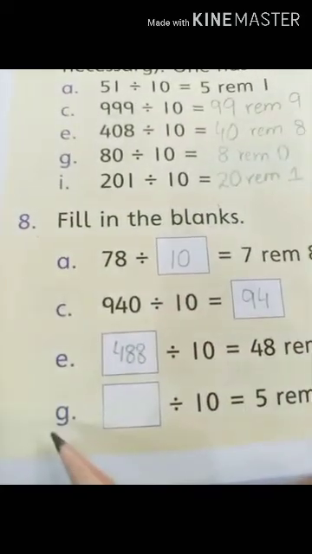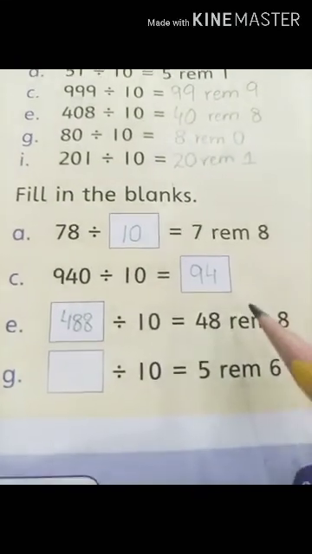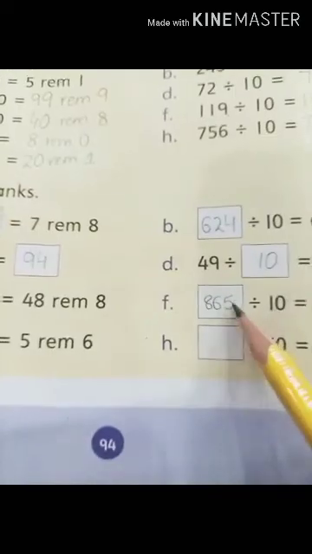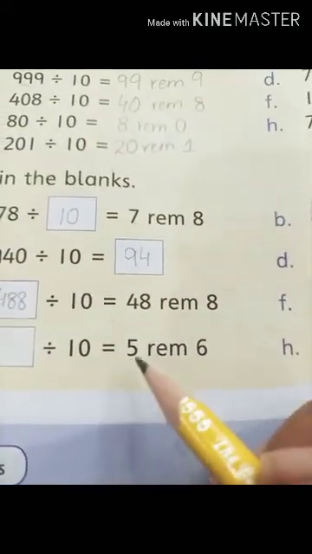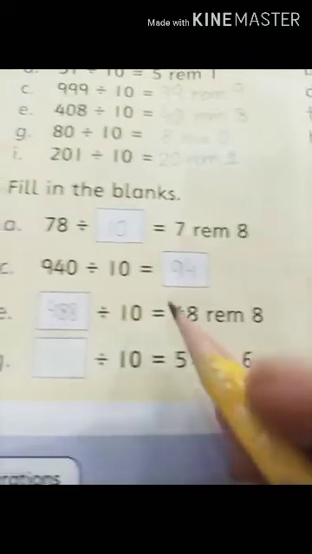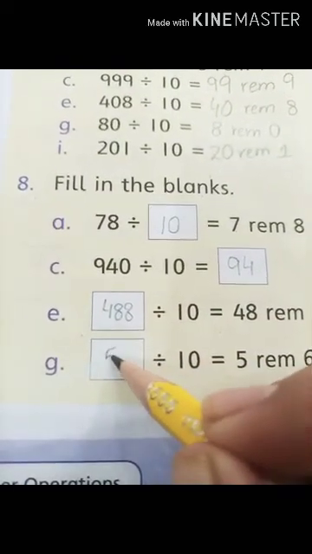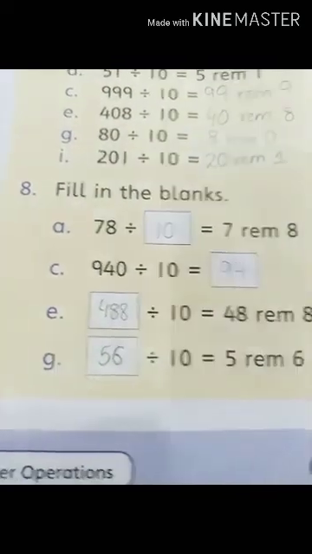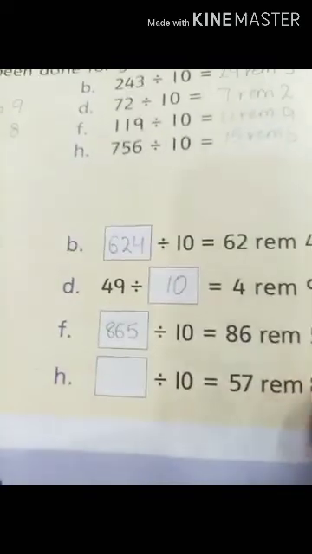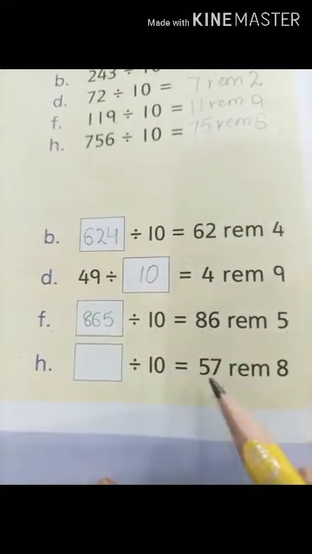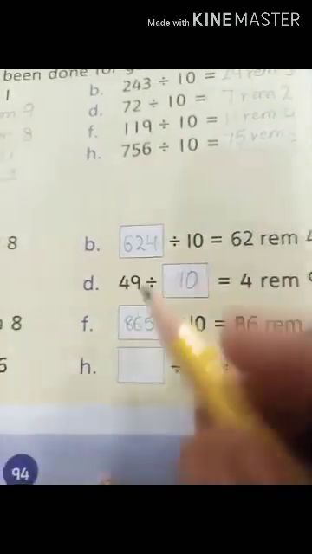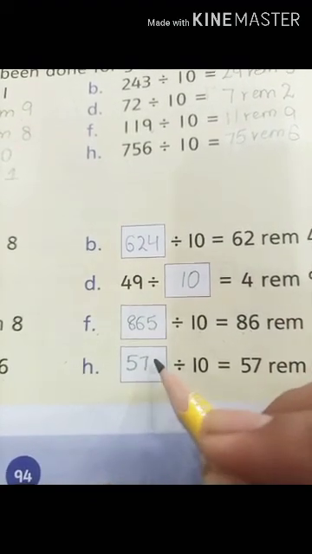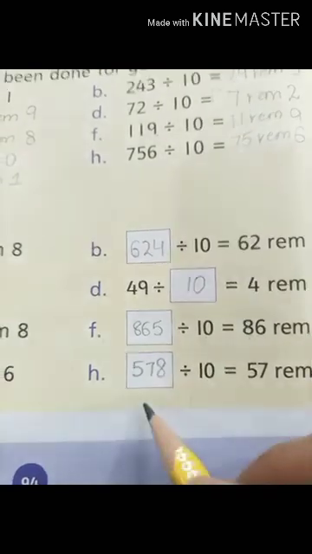Next is the part G. Look, students, these remaining questions are just like the part E and the F. You just need to combine these numbers, your quotient first and then your remainder, so it will become the dividend. Next is part H. Students, again the divisor is 10, so we are going to combine our quotient and our remainder. Here I am combining my quotient and my remainder, so it will become my dividend.